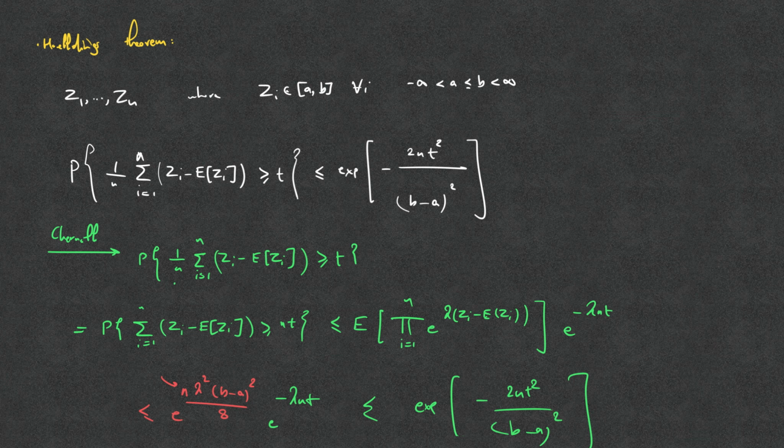This finishes the proof for Hoeffding's theorem, and on the other case, which is minus t like this, the same sort of bound holds. And it can also be shown similarly.